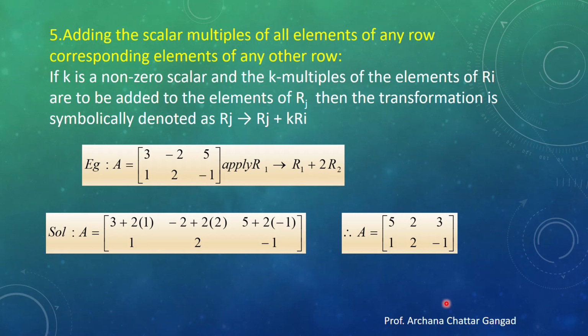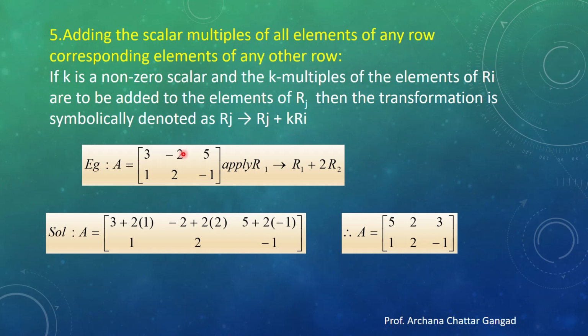The fifth elementary operation is adding the scalar multiple of all the elements of any row to the corresponding elements of any other row. How are we going to denote it? Symbolically as Rj, meaning the row we are going to change. Write that row first. How will it be changed? Rj plus k times Ri.